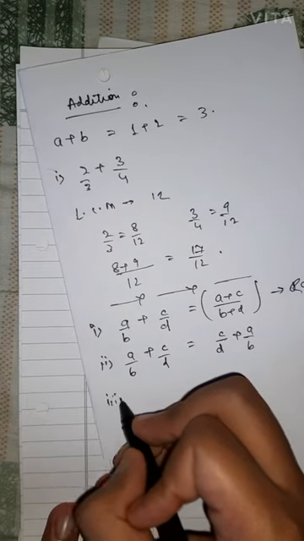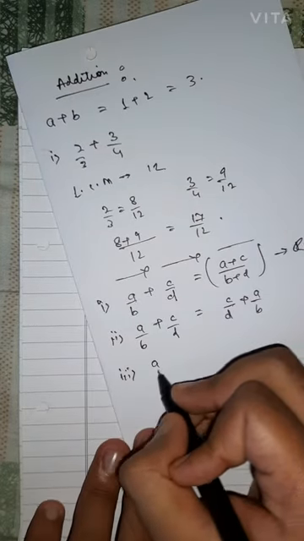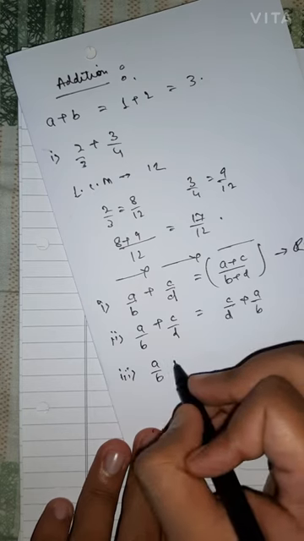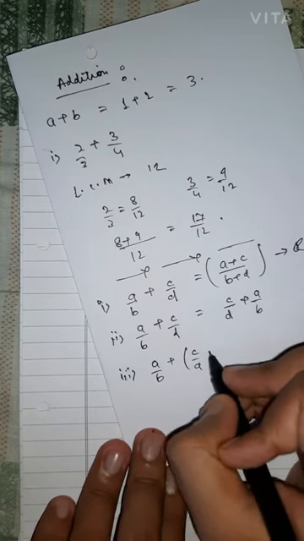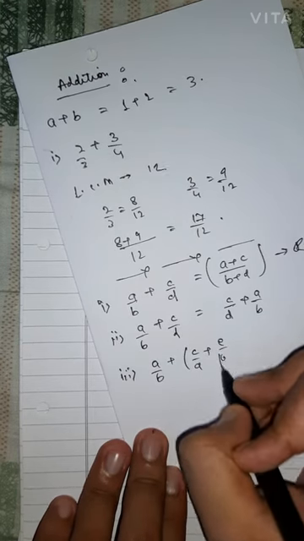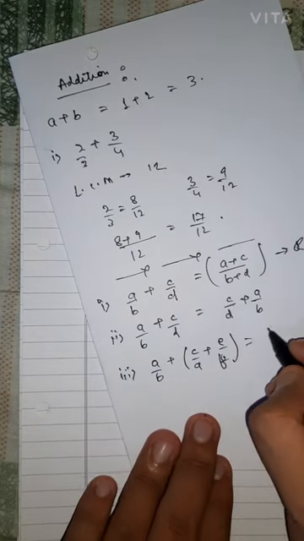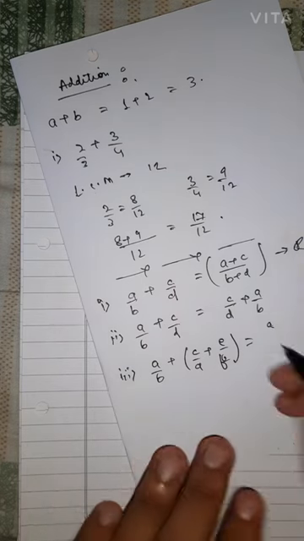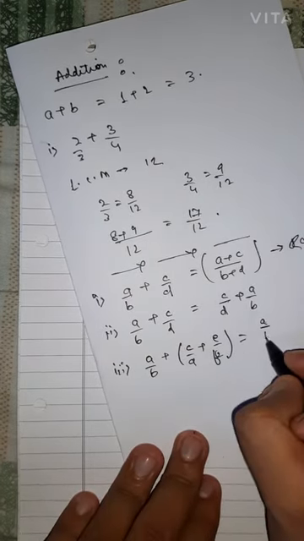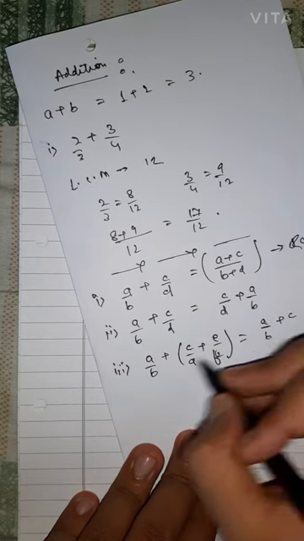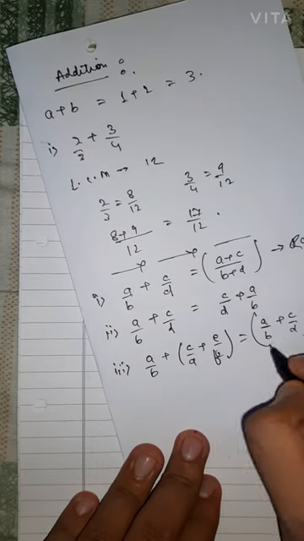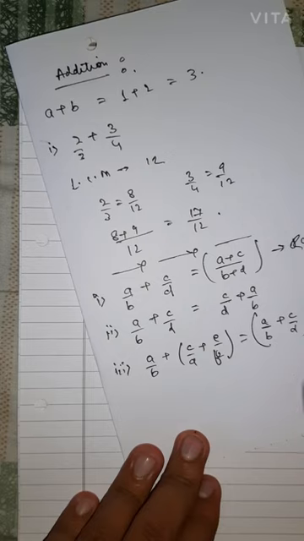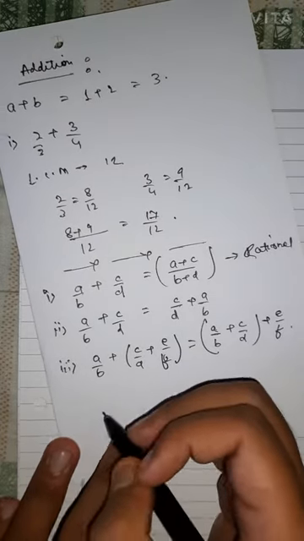Third property, if there are three numbers a by b, c by d plus e by f, here also you can interchange it. You can add two numbers first and then the third, or you can do it at the same time. It doesn't matter, the answer will be same. For example, here a by b and c by d, you can add it first and then e by f. It will not affect the answer.